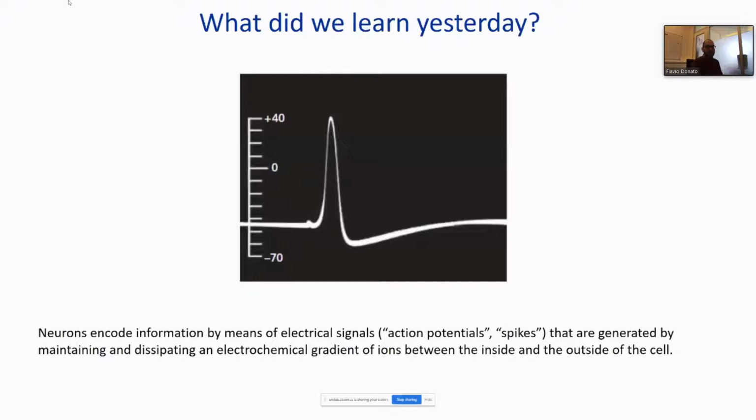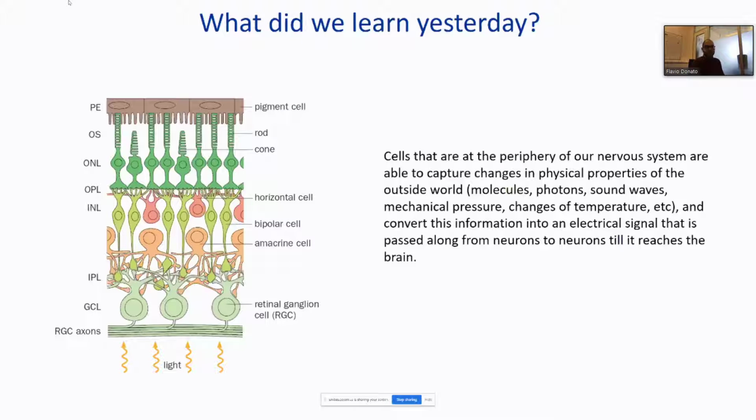So a little bit of refresher from yesterday. What did we learn yesterday? Yesterday we learned, and by now you are experts of action potentials, that this is the way in which neurons talk to each other. These are electrical signals that are generated by maintaining and dissipating an electrochemical gradient of ions between the inside and the outside of the cell. Not all the cells work the same way and decide to fire an action potential in the same way. The ones at the periphery of our nervous system are able to pick up signals from the physical world that usually are changes in energy of different domains, can be a sound wave, light, heat, a smell, an odorant, and are able to convert this information into an electrical signal.